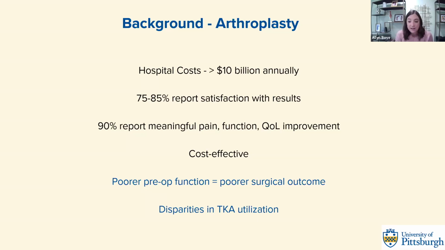But there are known disparities by race, by sex, and by economic factors in the utilization of arthroplasty surgery. Patients who are female, who are Black or African American, and who have lower income tend to have the surgery later or not have it at all, which can impact outcomes even if they do eventually have the surgery, because pre-op function predicts post-operative function.